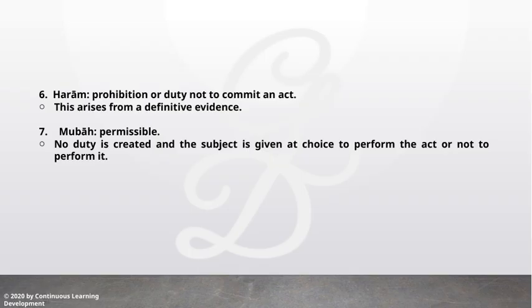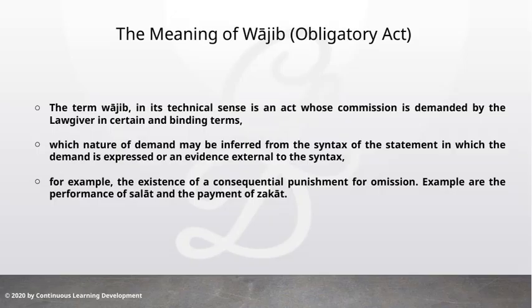The individual has the freedom to choose whether to do the act or not. This concept highlights personal choice and responsibility, giving us the flexibility to decide without any obligation. Understanding these distinctions helps us see how Islamic law categorizes actions based on clarity of evidence and moral obligation. It's a key part of the broader framework of Sharia, guiding us on what is forbidden, what is allowed, and what is neutral. Let's explore the meaning of wajib, or the obligatory act.